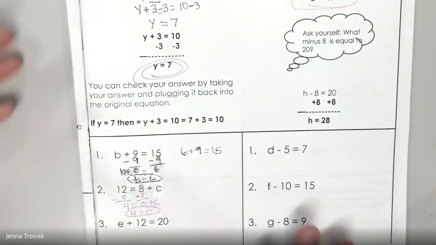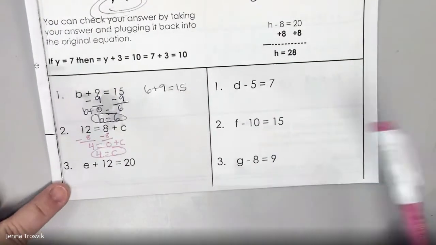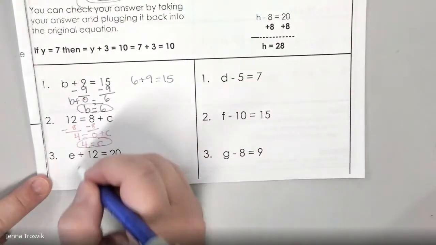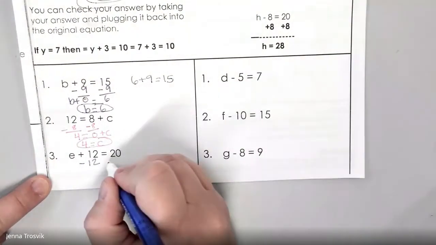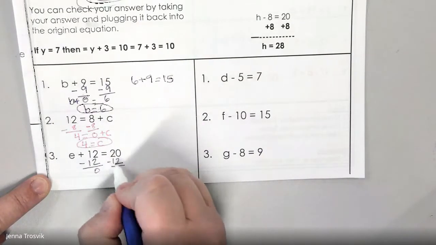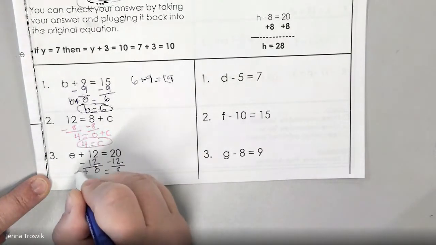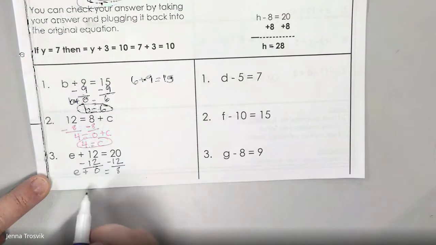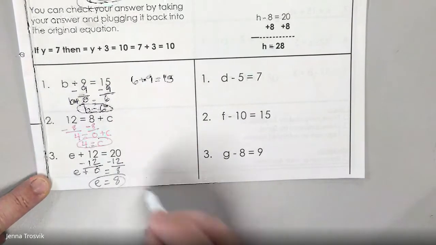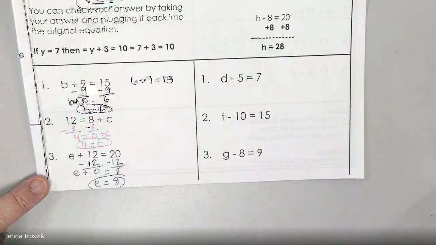All right, last one on this page. On this section, we have e plus 12 equals 20. The opposite would be to subtract 12 from both sides of my equal sign. 12 take away 12 is 0, 20 take away 12 is 8. Now I have 8 equals 0 plus e. Don't forget to bring that equal sign down. Anytime we add 0, we just get the letter equals the number. e equals 8. Check my work. 8 plus 12 equals 20. So yes, I did it correctly.